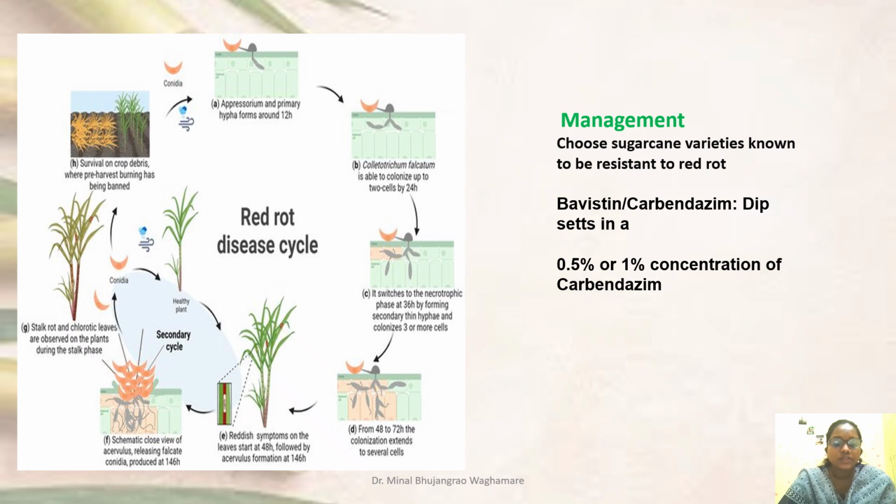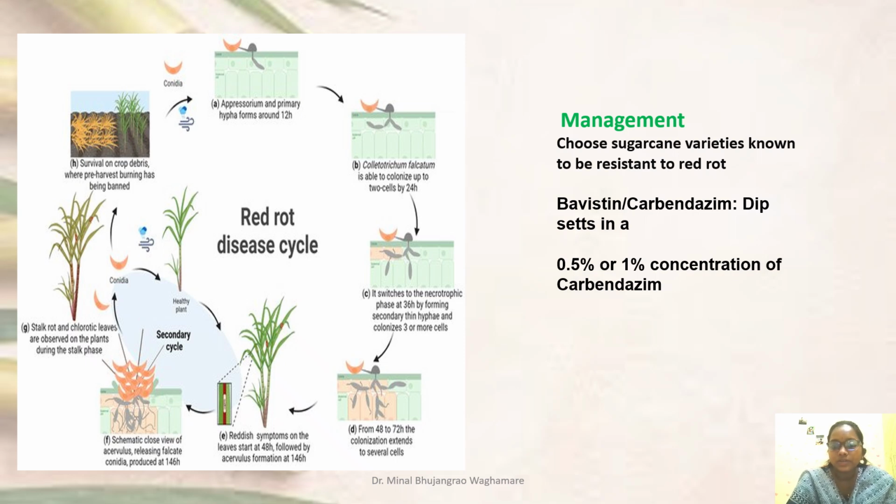In this cycle, we see the secondary spread is due to conidia spores and transferred by rain and wind splashes.